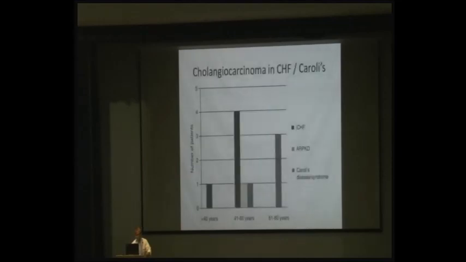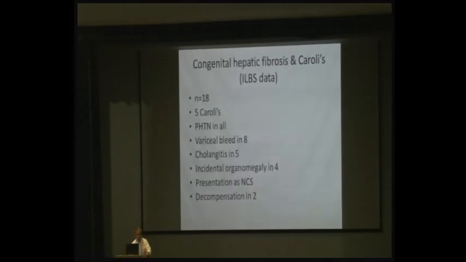About cholangiocarcinoma, it is seen in congenital hepatic fibrosis. It may be seen in a younger age group, around 40 to 60 years as shown here. While in Caroli's disease and syndrome, the cholangiocarcinoma is seen between 60 to 80 years of age. So this is our data.